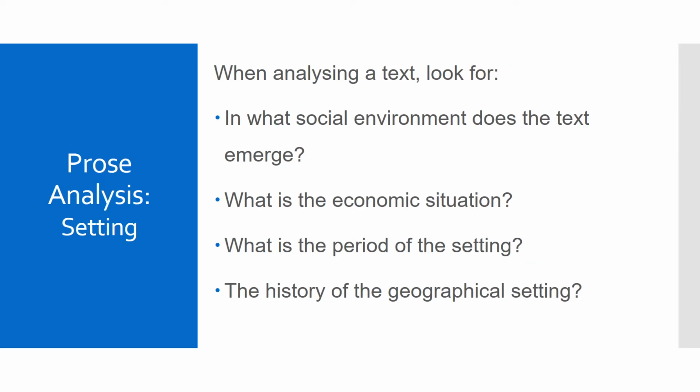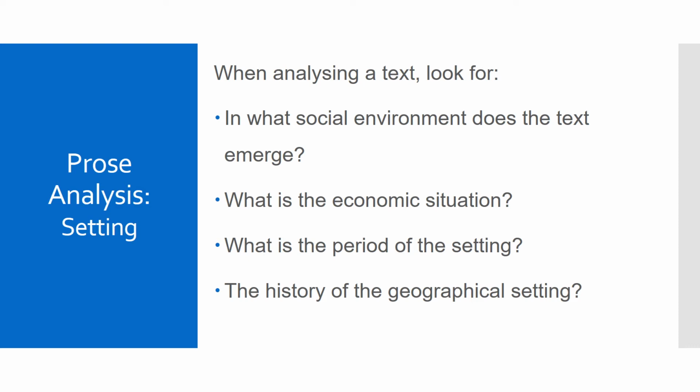Then let's look at the analysis. What is considered when analyzing prose using the Marxist approach? So remember, I said for prose, it can be a novel or a short novel, which is known as a novella, or a short story. Let's say we are now looking at a novel or whatever you are choosing. When analyzing a text, look for the following.